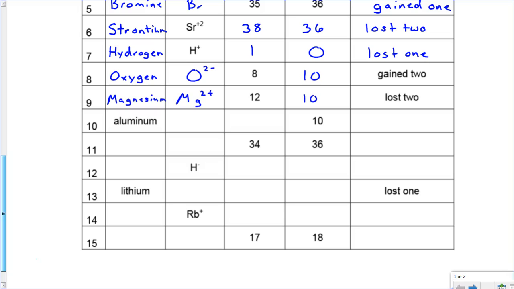Aluminum, look it up on the periodic table. You find that its atomic number is 13. That means it has 13 protons. It has 10 electrons, it says. So that means aluminum has a 3+ charge, and it has lost 3 electrons.